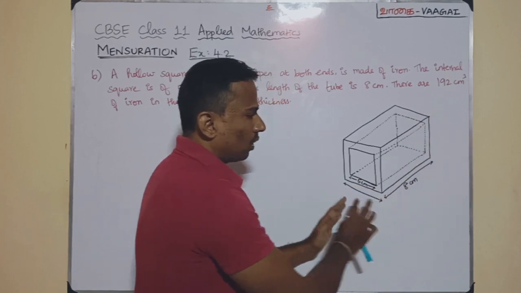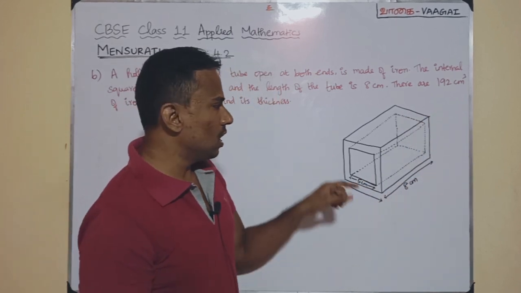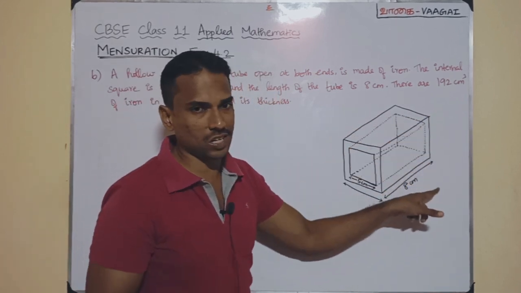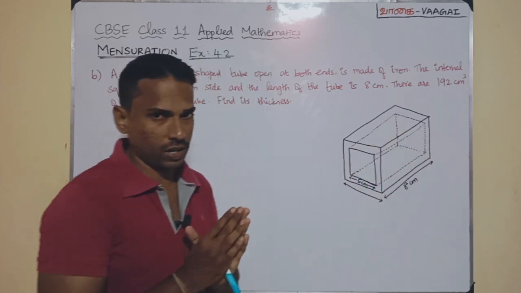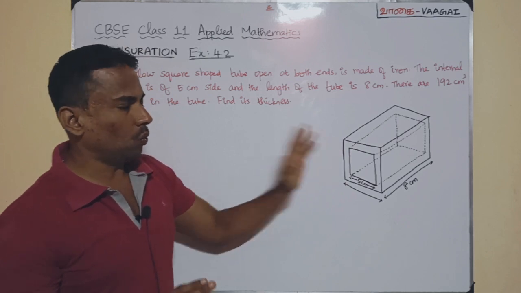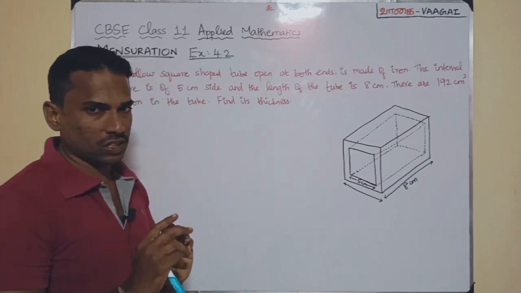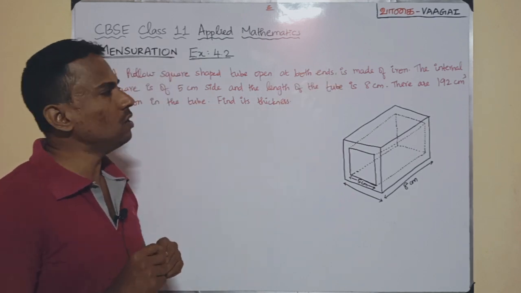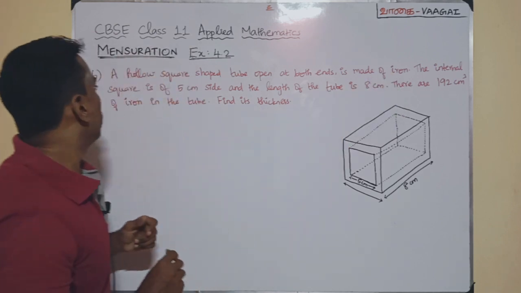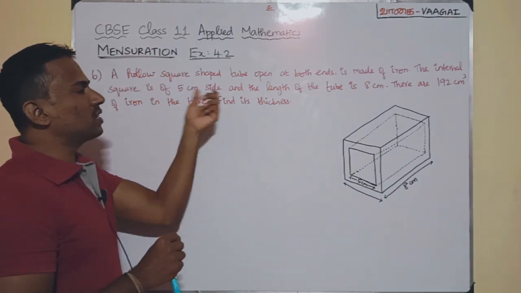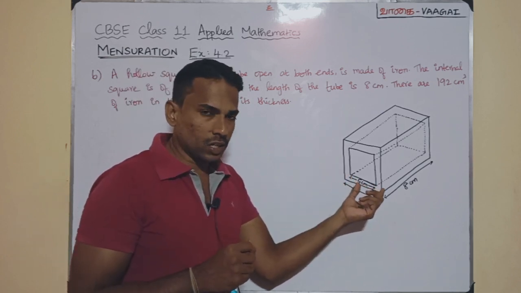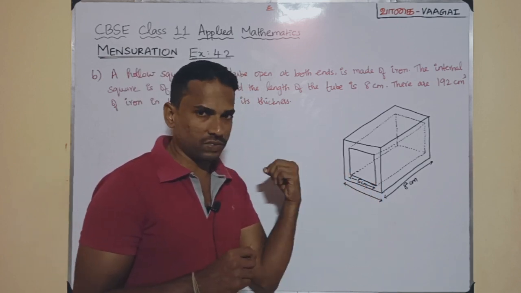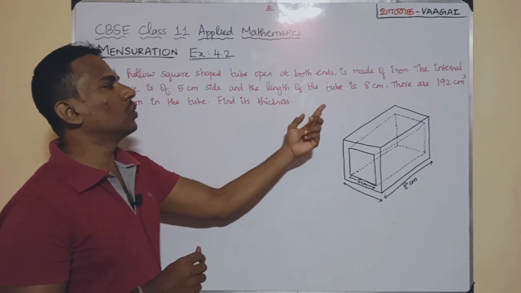Now you can clearly see this picture. The black line which I have drawn is going to be the outer structure, and the dotted is going to be the inner structure, the inner square. That's the projection I have drawn here. Now we get to understand the structure. Let's continue the question. The internal square is of 5 centimeter side. Now, if you see the internal square, the inner square side they gave to be 5 centimeter, and the length of the tube is 8 centimeter.